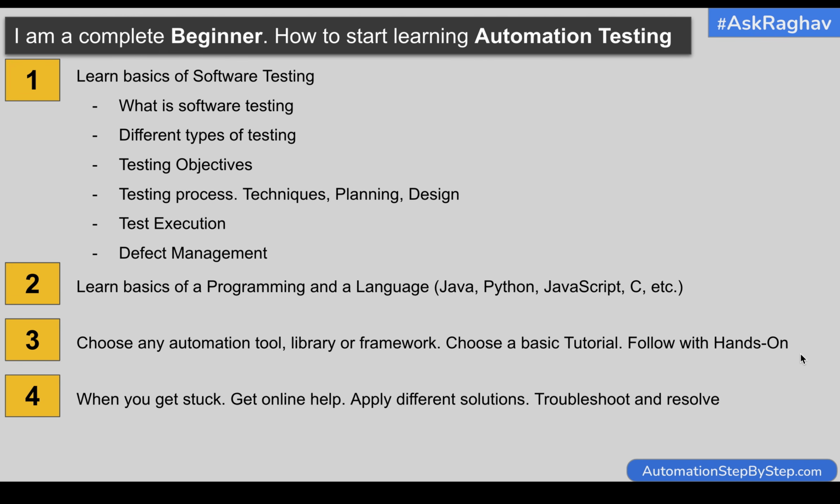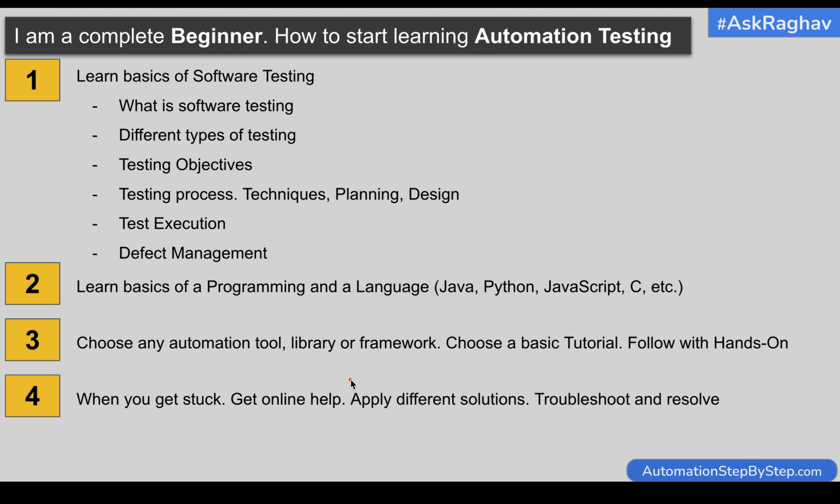The fourth step will be: when you are trying to create an automation framework and you are trying to follow a tutorial, you will get stuck a lot of times. You will get a lot of errors and issues. Now again, do not get scared here. You will get all the help you need. Whenever you get any error, whenever you are stuck, first read the error message and try to understand what has happened, and then try to find the solutions online.